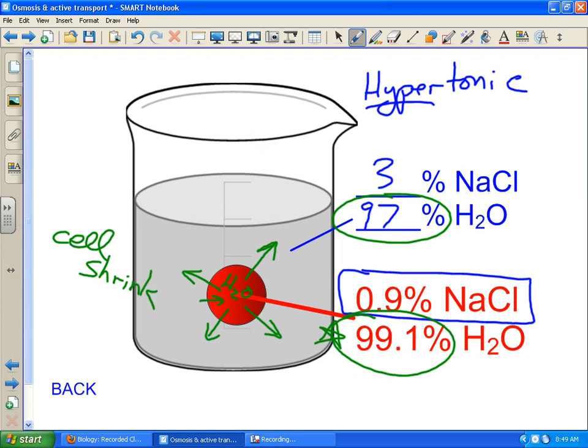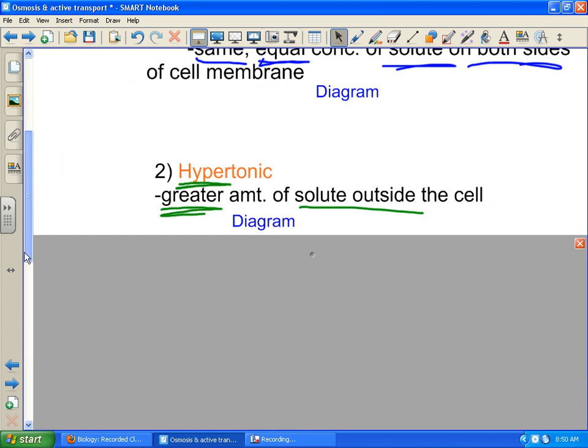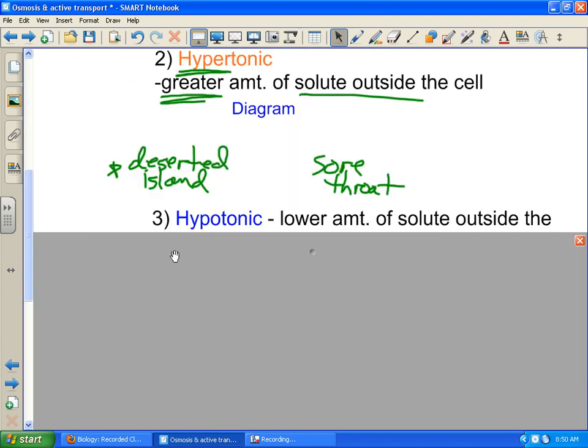This cell will shrink. Okay, it's kind of like a balloon that's got holes in it. It's losing its shape. It's going to shrink smaller and smaller and smaller as more and more water leaves. We call this crenation. Okay, it's going to crinkle, is kind of the way I think of it. It's going to shrink. Okay, that's not what we want. That's hypertonic. Okay, that's a bad setup.